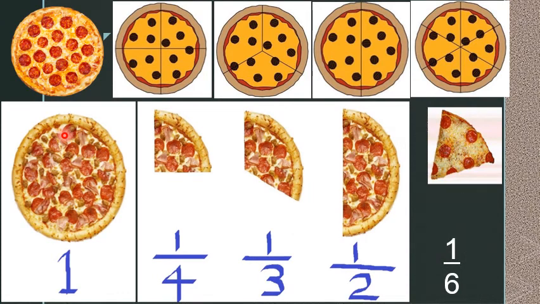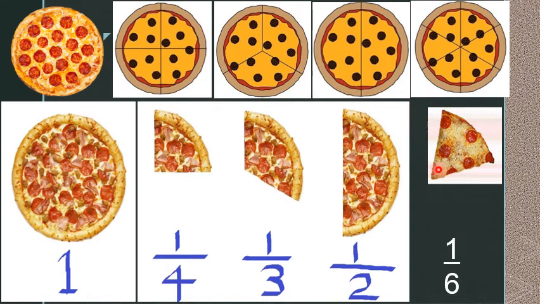So children, we revised half part, 1/4 part, 1/3 part and 1/6 part. Here you can see all parts. This is full part, this is 1/4 part, this is 1/3 part, this is half part and this is 1/6 part.